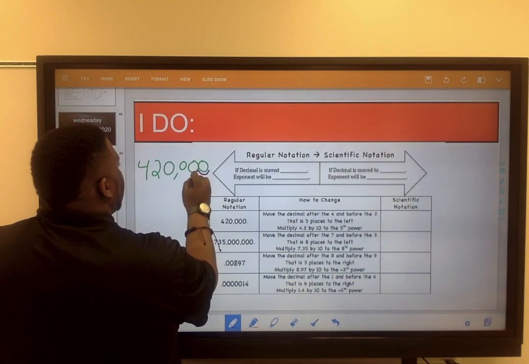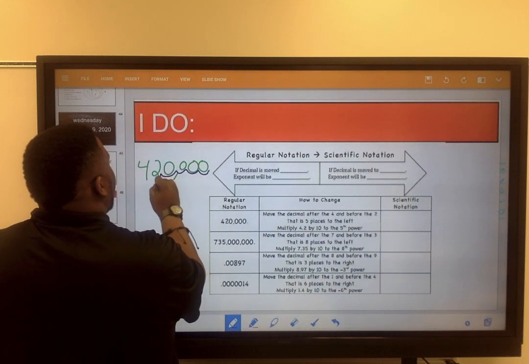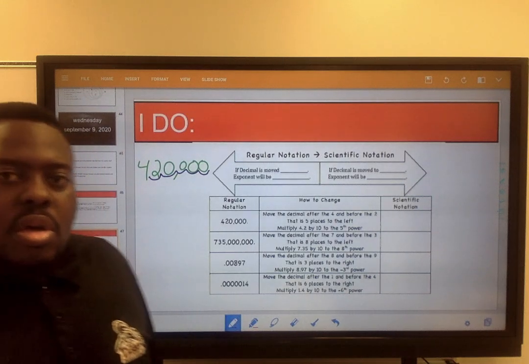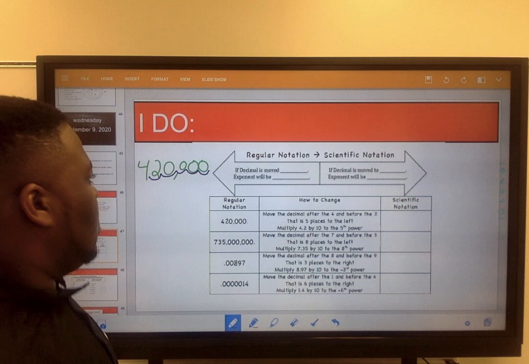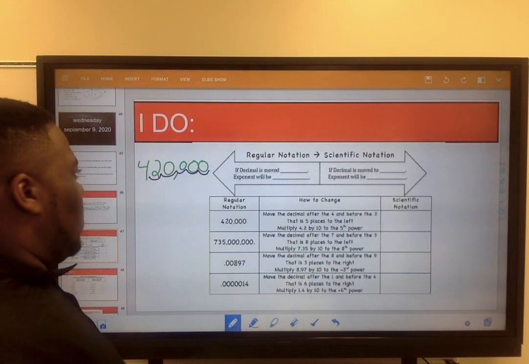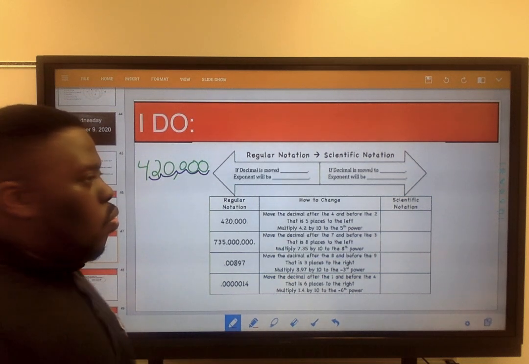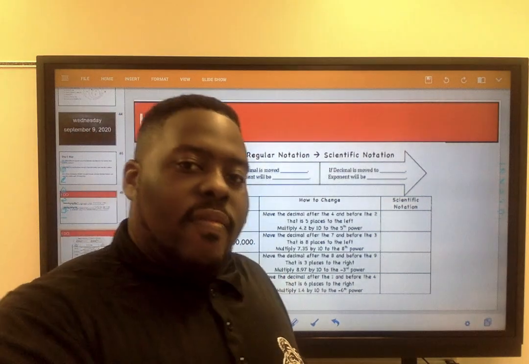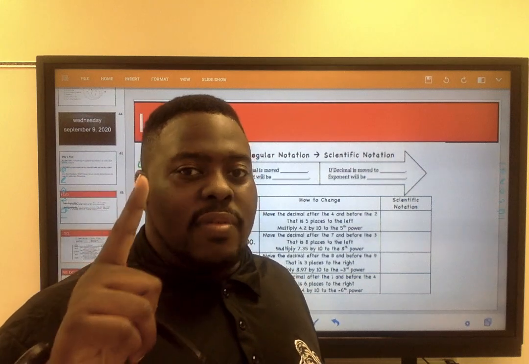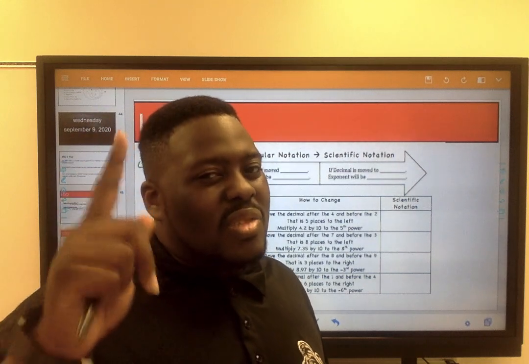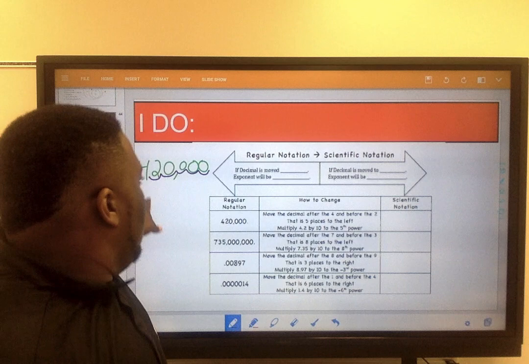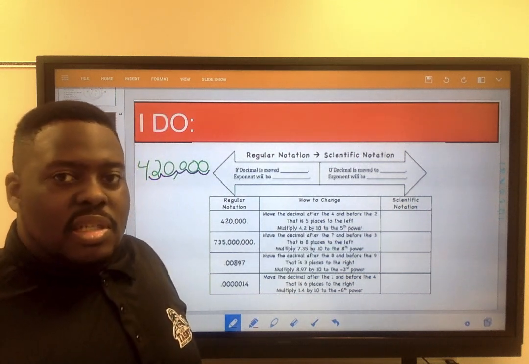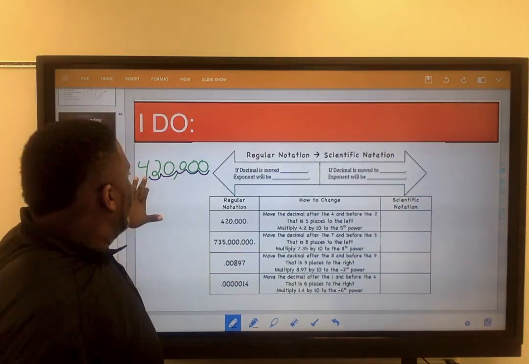Let's count. 1, 2, 3, 4, 5. It's 5 places. Coach Willis, why did you not go past the 4? Why did you go right between the 4 and the 2? Well, for scientific notation you need a whole number in front, and you need at least one place after. We don't need 2 places, just at least one place. So 4.2 will be a single place. 4.20 would be 2 places. We don't need that.